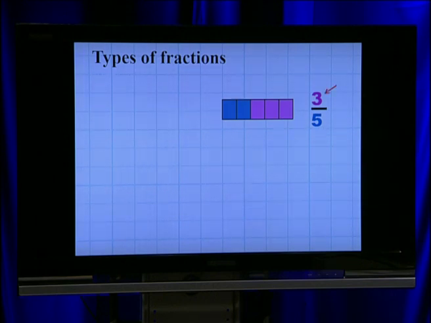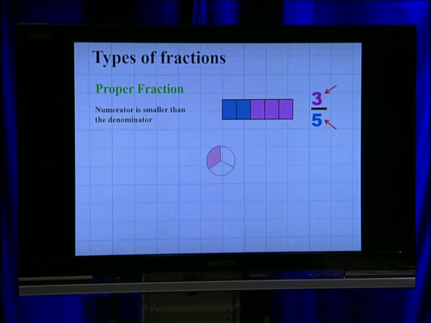Again, we have the numerator as 3 and the denominator as 5. Now, if you notice, the numerator is smaller than the denominator, right? This type of fractions, which have a smaller numerator than the denominator, is called a proper fraction. Can you say it again? A proper fraction.